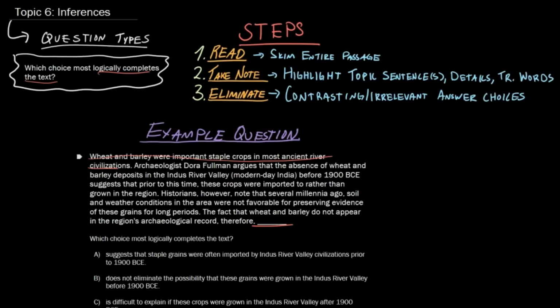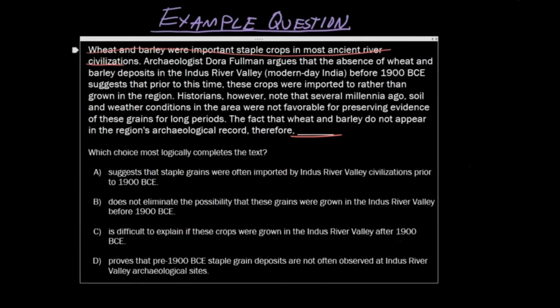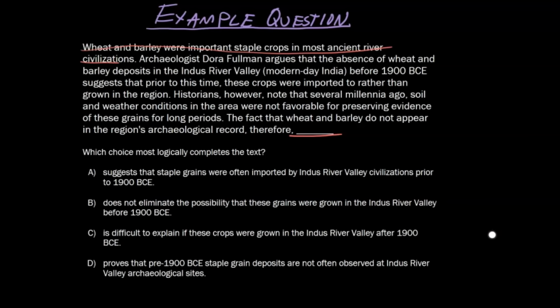On your College Board Bluebook test, you'll be able to use a highlighter, and you'll be able to use multiple colors of that highlighter so you can make sure that your answers are perfectly coordinated. Now we're going to take a look at an example question here. Wheat and barley were important staple crops in most ancient river civilizations. Archaeologist Dora Fullman argues that the absence of wheat and barley deposits in the Indus River Valley, modern-day India, before 1900 BCE suggests that prior to this time, these crops were imported to, rather than grown in, the region.